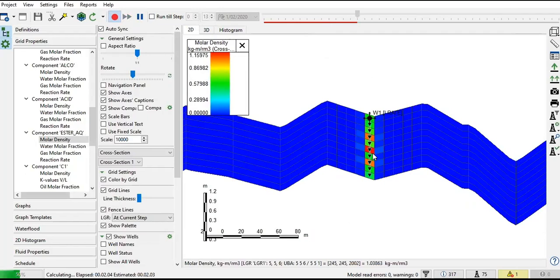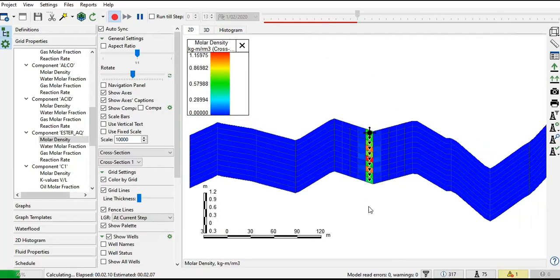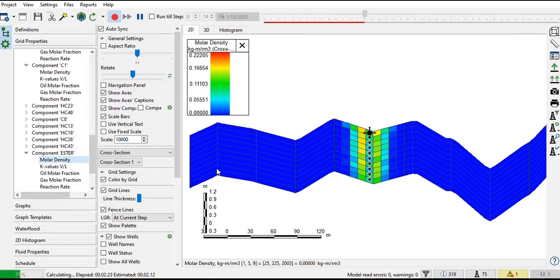So we are looking at the ester aqueous phase. Now let's check also the ester component there. The distribution is essentially the same for ester aqueous phase and the hydrophobic phase, because the two components are in dynamic equilibrium.